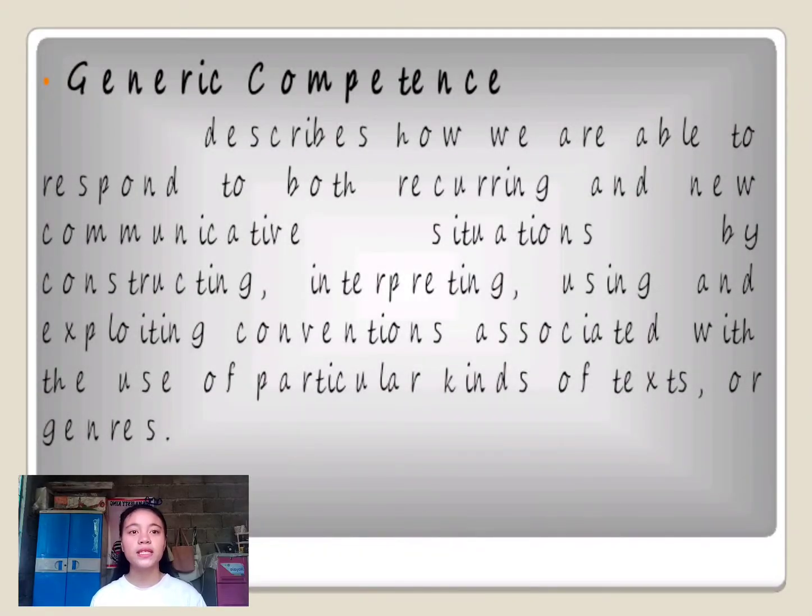Generic competence describes how we are able to respond to both recurring and new communicative situations by constructing, interpreting, using and exploiting conventions associated with the use of particular kinds of texts or genres. In this, generic competence includes the ability to communicate in a second language, the capacity to learn and stay up to date with learning, the ability to communicate both orally and through the written word in the first language, and the ability to be critical and self-critical.